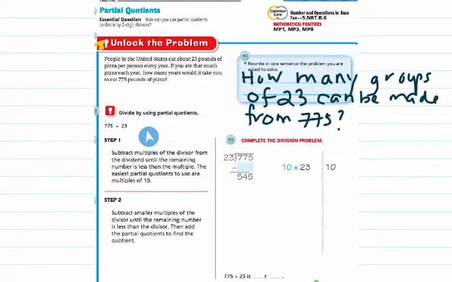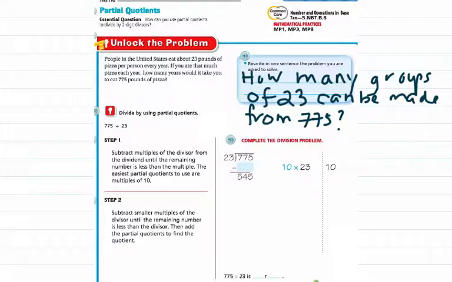So let's start with division and divide by using partial quotients. 775 divided by 23. Step 1. Subtract the multiples of the divisor from the dividend until the remaining number is less than the multiple. The easiest partial quotients to use are the multiples of 10. So you'll see in the first example, the divisor was our first factor that we knew. The factor we didn't know was a multiple of 10, which is 10. They also wrote the partial quotient on this side, so it'll be easier for us to add in the end. So let's get going.